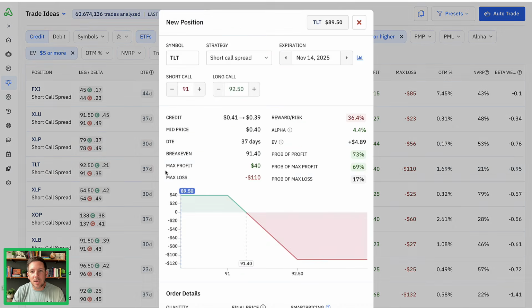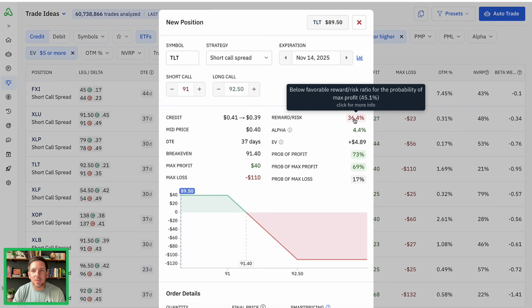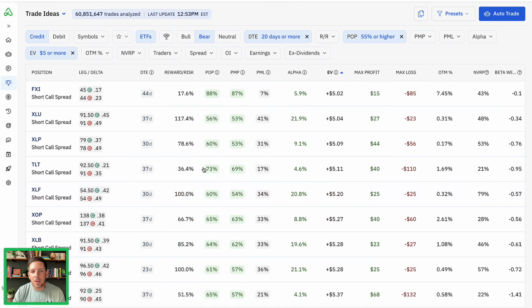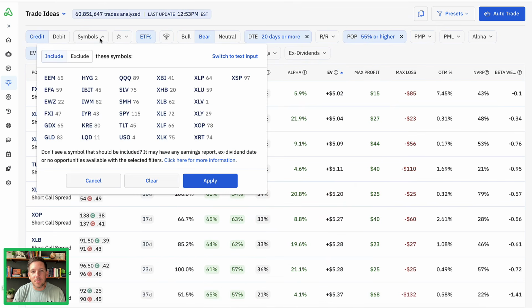Let's do TLT, see what this one looks like. This one has positive expected outcome, so we check the box there, but risk reward is not favorable for this type of position. So again, we try to give you some of this information here. Looks like we need about a 45% risk reward ratio to really kind of make this favorable for max profit. So if you made this trade, you probably get a positive expected outcome over and over and over again.